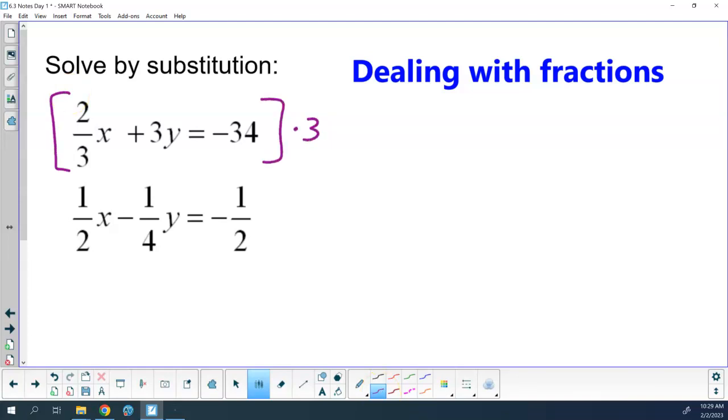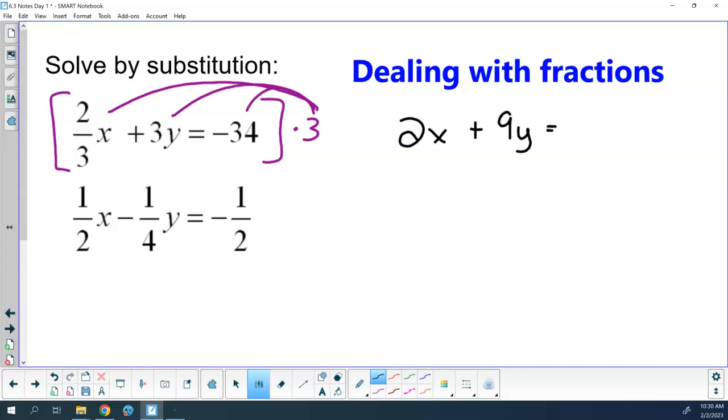by 3. If I multiply the entire top equation by 3, that means I've got to multiply every single term by 3. 2 times 3 divided by 3 is 2. 3 times 3, 9. 3 times negative 34.